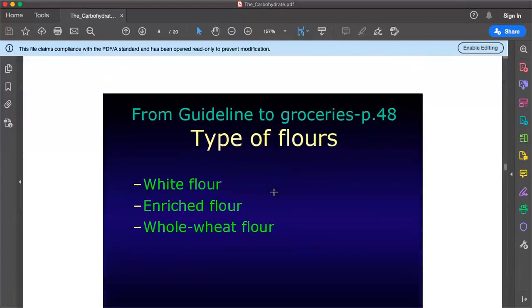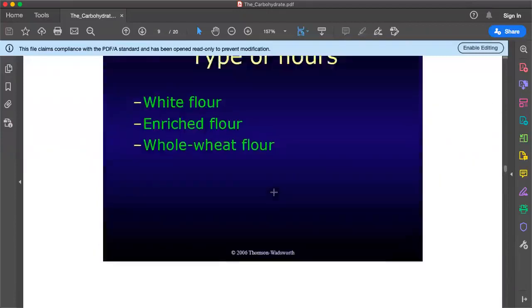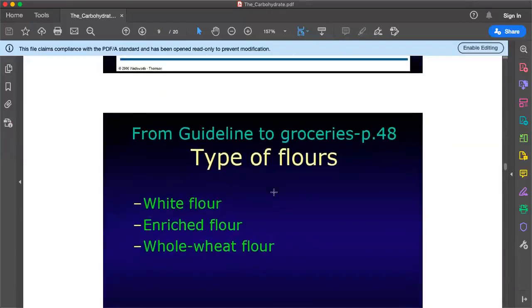Types of flours. So this is another topic in this lecture, types of flour, or the types of bread we are using or eating every day.